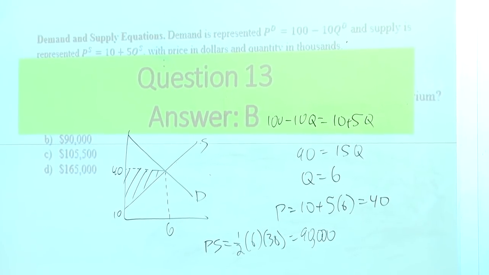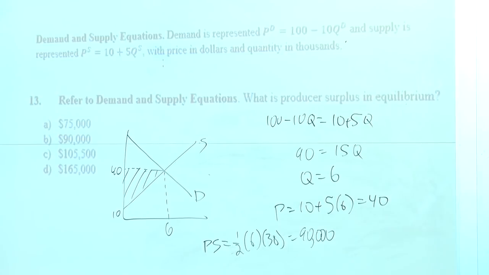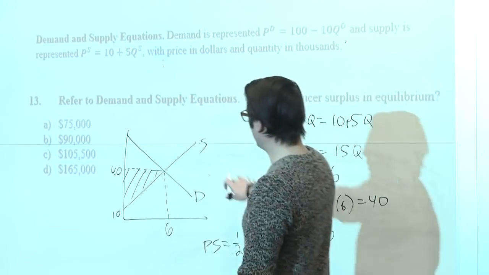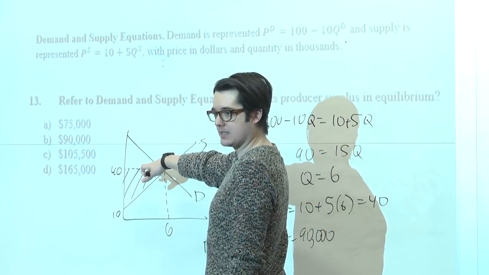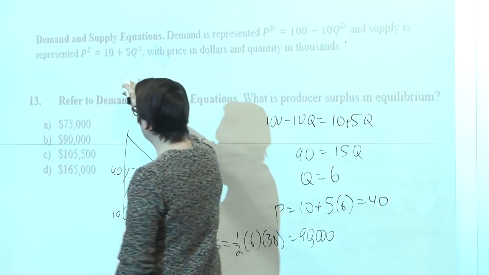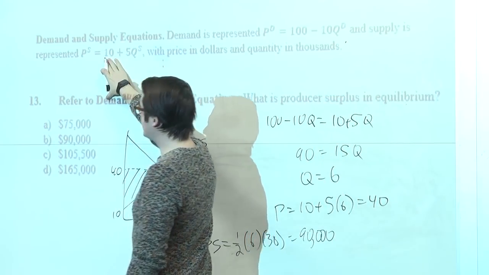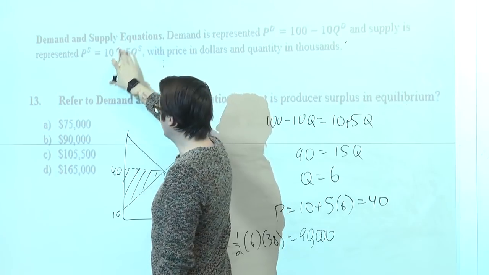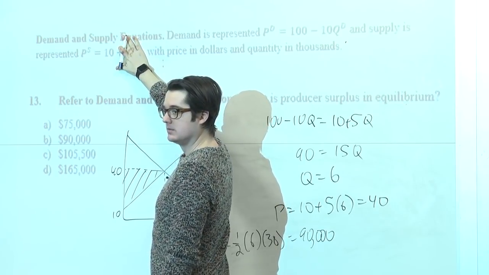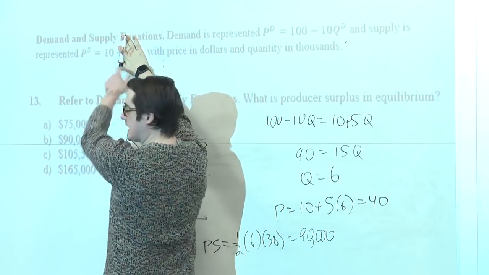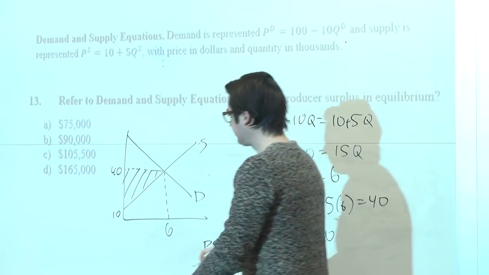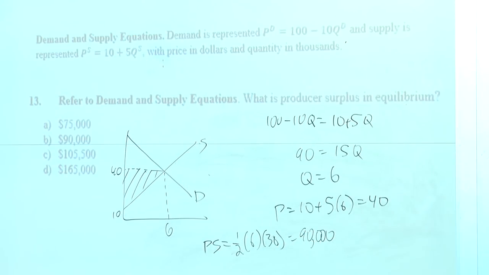How did I get 10 again? Okay, so we want to know where the supply curve hits the y-axis here, right? So we just go up here and we say, what is the price if quantity equals 0? If quantity equals 0, price is 10. Any other questions?